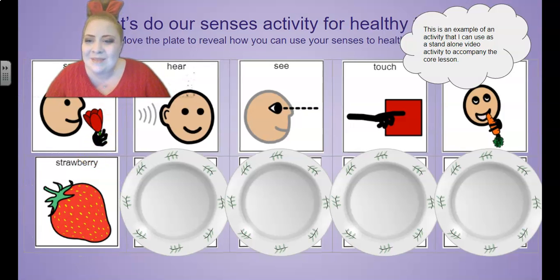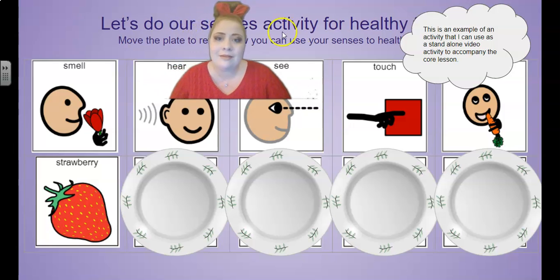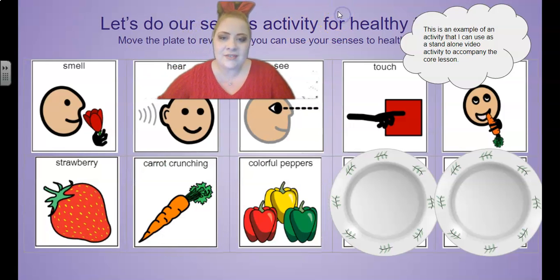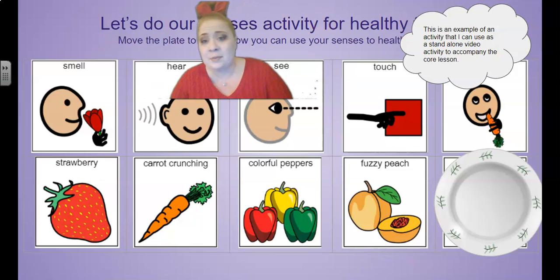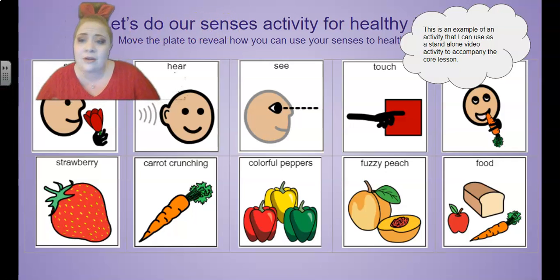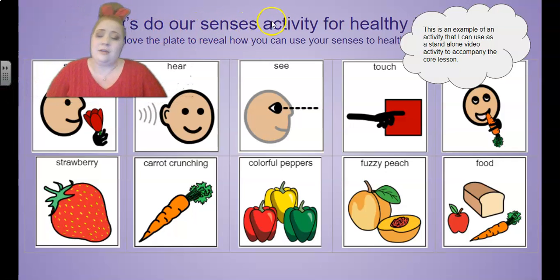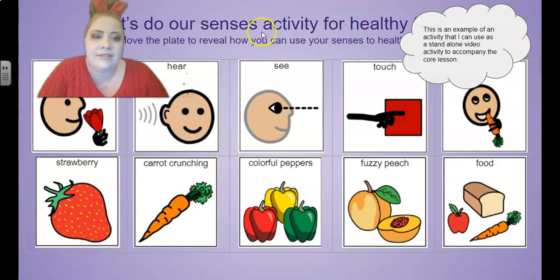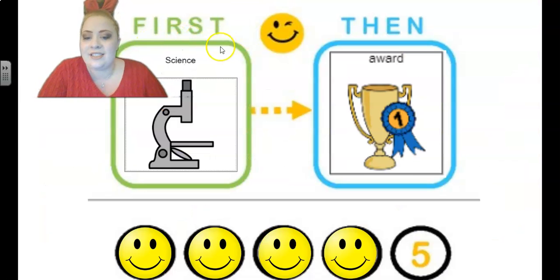Strawberries. We can smell strawberries. Strawberries smell so good. Do you like the smell of strawberries? And you just go through and do them. You can change this for every lesson. You can change it to be not a plate. It could be a cloud if you're doing weather. Or it could just stay a plate. They don't care if it's a plate. Or it could be a square, a circle, whatever. If you want to be generic and not cutesy, that's fine too. That's an idea for an activity.